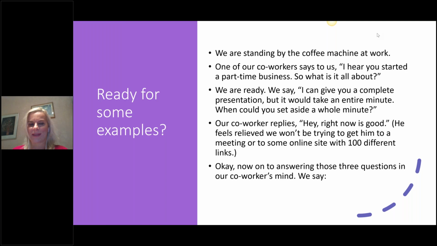So ready for some examples. Let's say we are at work, which most people are, and our co-worker says to us, I hear you started a part-time business. So what's all this about? And of course, we are ready and prepared. We can say, look, I can give you a complete presentation, but it would take an entire minute. When could you set aside a whole minute? Of course, the co-worker replies, well, now is good. Right now, during the coffee, right?